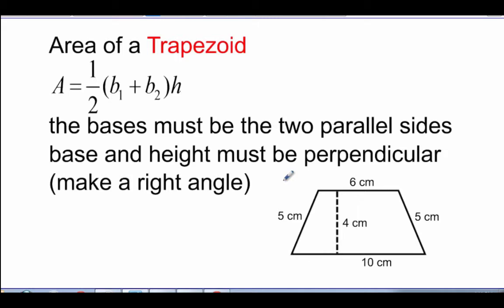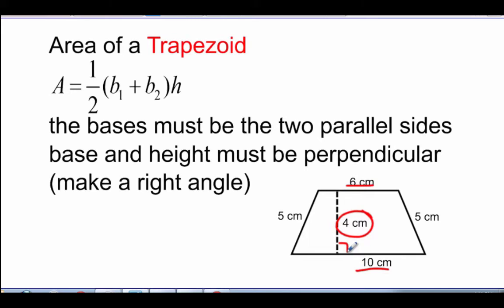So notice here that I can see that this side that's labeled 6 centimeters and this side that's labeled 10 centimeters are the two sides that are parallel to each other. The two sides that are labeled 5 are slanting towards each other, so they're not parallel. Even if that trapezoid was turned, I would use 6 and 10 as my bases, and then I'm going to use 4 as my height because again it forms a right angle with the bases.